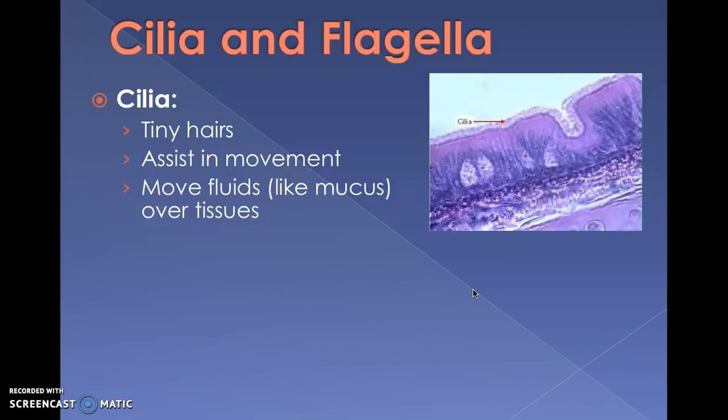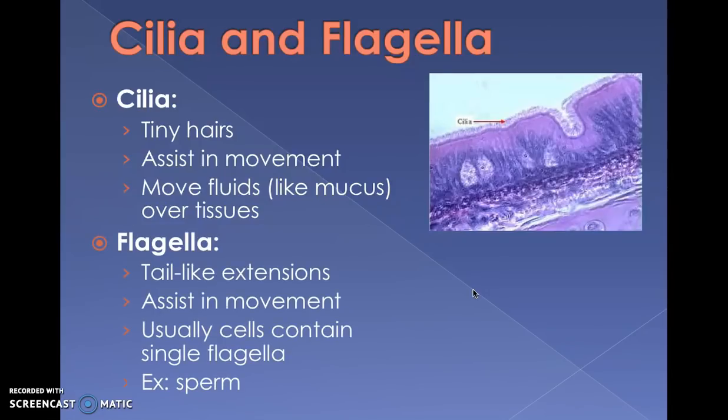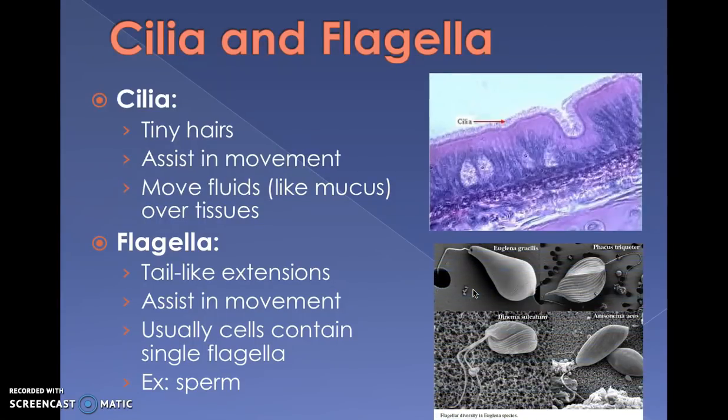So cilia aid in movement, they aid in moving fluids, and for lots of bacteria, it's just how they get around. Same thing for flagella. It's a tail-like extension. We've got some nice little eukaryotic organisms down there, but they help propel the motion. They are the tail that moves it in one way.